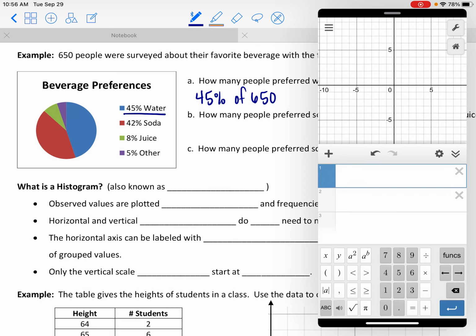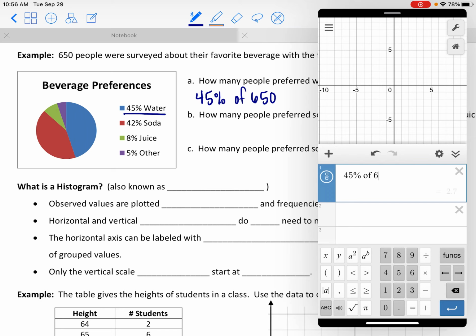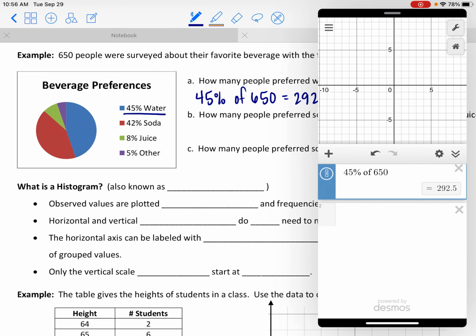Let me see. If I did 45, I think on the keyboard there's a percent in here. Yeah, it's with the exclamation point. So percent, yeah, see it does. If I go to my normal looking keyboard here and hit the percent, it automatically says 45% of, and then we can type in 650, and it's going to give us 292.5.